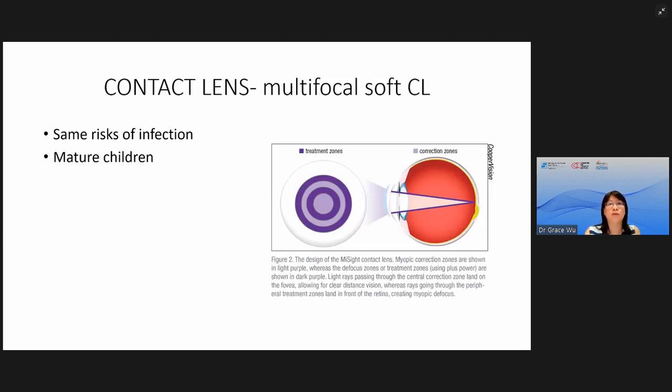The last but not least is quite a new development. Very new, is multifocal soft contact lenses. Again, it has the risk of infection. The way it works is also to trick the eye to believe that we are outdoors, and it is more for mature children.